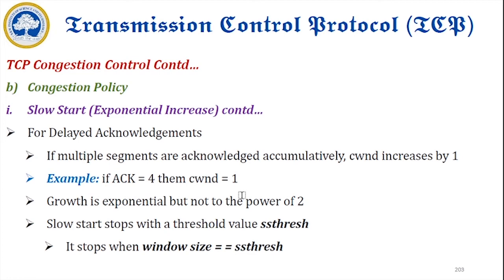So this slow start mechanism cannot continue indefinitely. In that case, there should be some threshold to stop this phase. So the sender will keep track of a variable, which we'll call the slow start threshold, denoted as SS threshold. When the size of the window in bytes reaches this threshold, the slow start will stop, and the next phase of this congestion policy will begin.